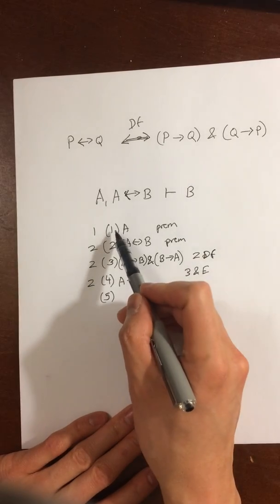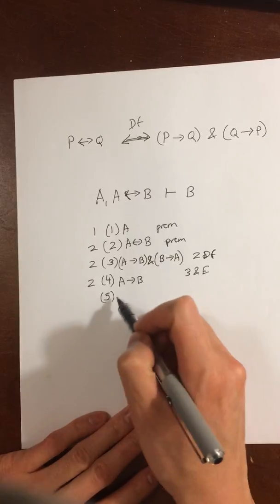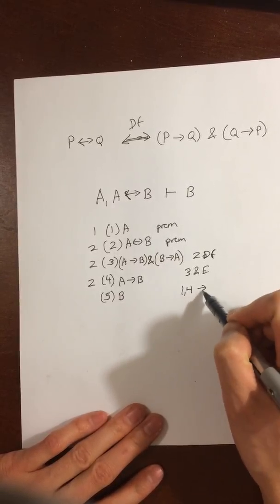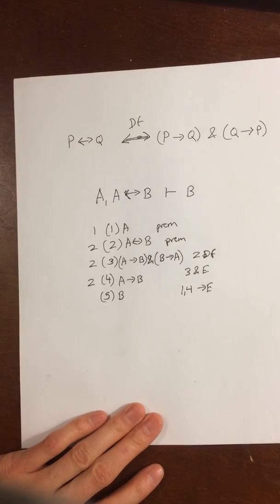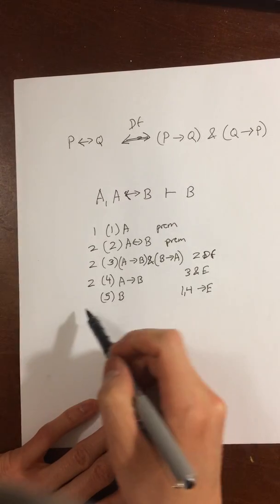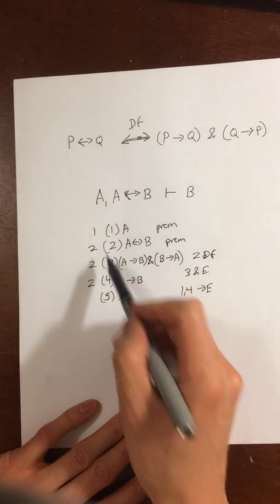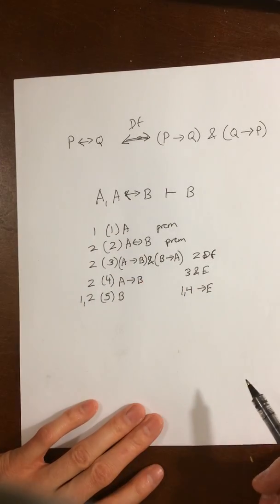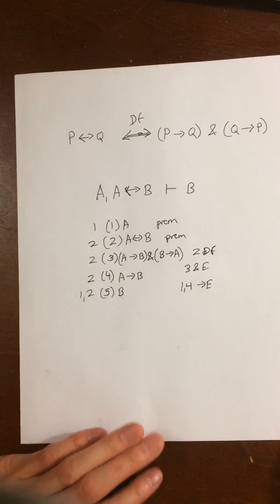Right? And then on line 5, what we can do now is use 1 and 4 to get B. And we can get this by applying the rule of conditional elimination. And then our dependency numbers will be from 1 and 4, which is 1 and 2. And there you go. We've just derived B.